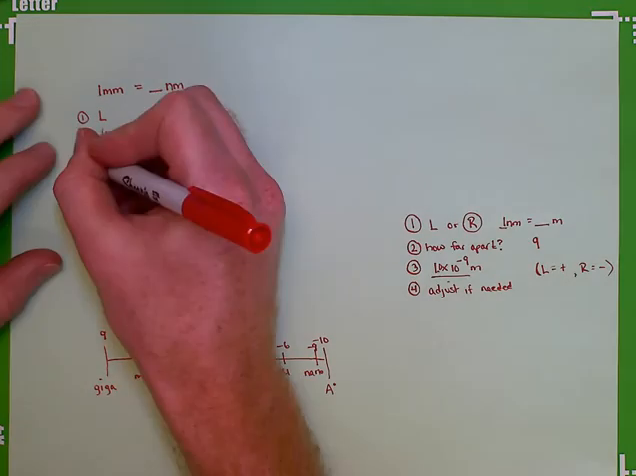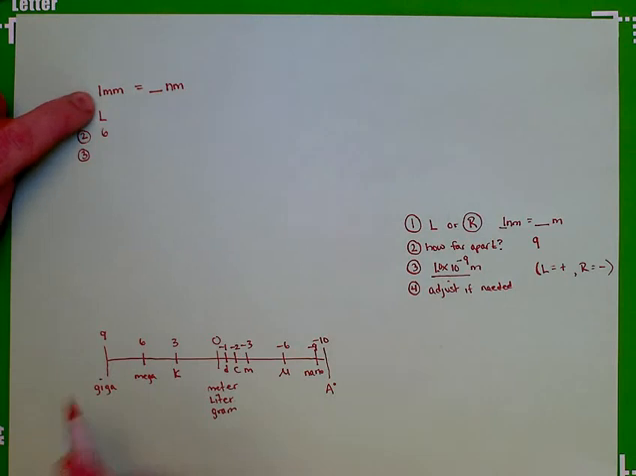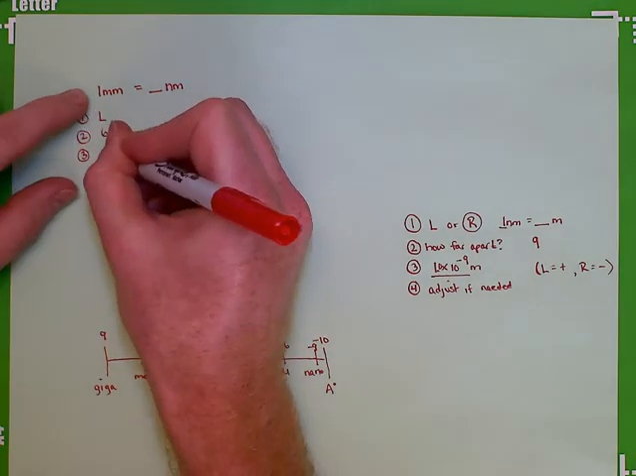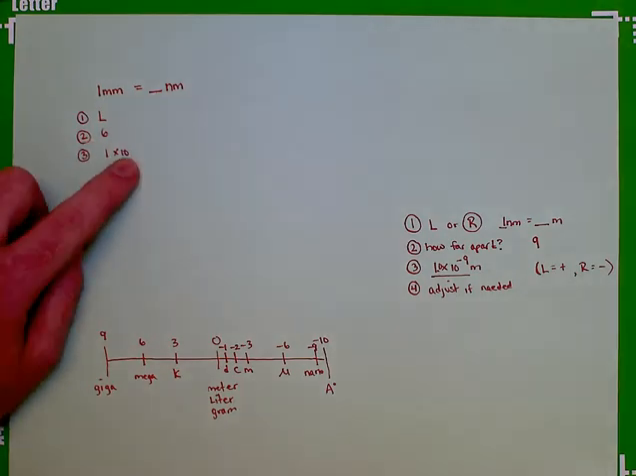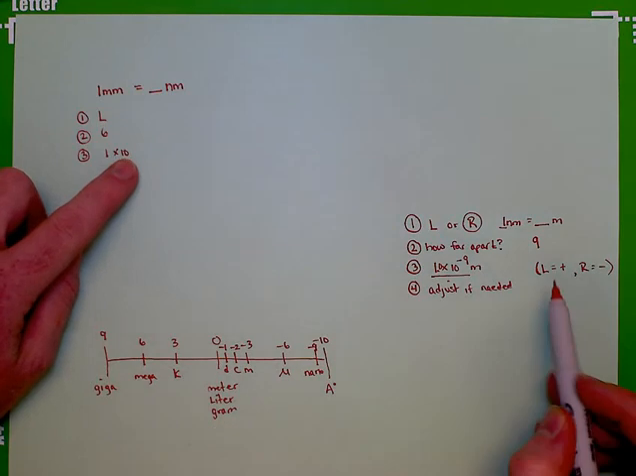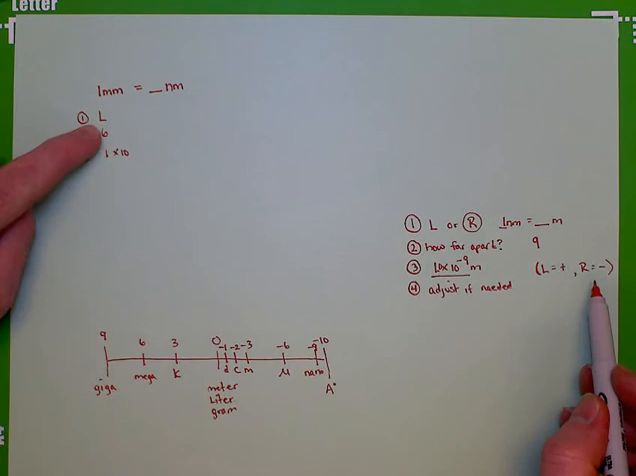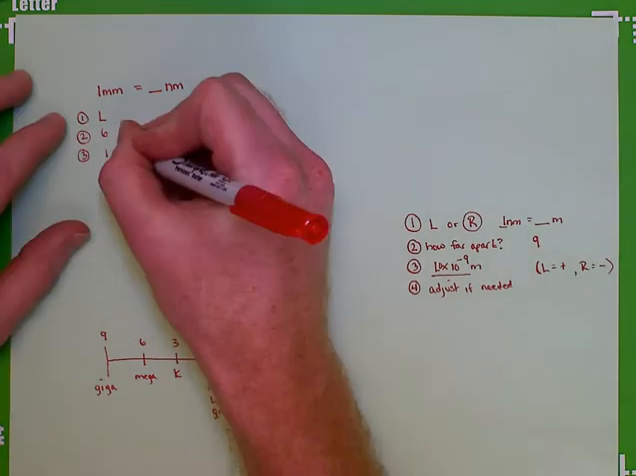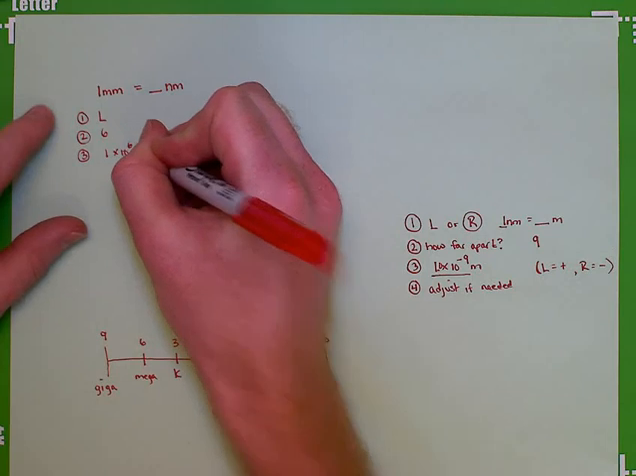Number 3, do your conversion. So take your number, 1 times 10. Okay, now we know 6 is going to be our exponent, but was it going to be positive or negative? Well, left we said was positive, right is negative, and since this is left, that means our number is positive. So 1 times 10 to the 6th nanometers.